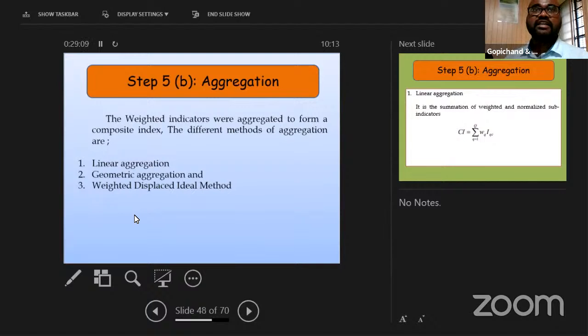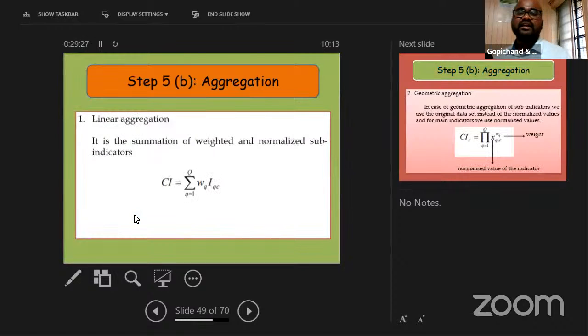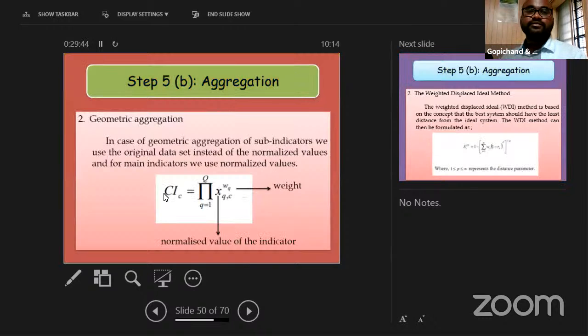We have to aggregate all the weights together now: different indexes, different indicator-wise, as well as dimension weights. There are three popular methods for this: linear aggregation, geometrical aggregation, and the weighted displaced ideal method. In the linear or additive method, we sum all the individual indicators, weighted as well as normalized values. Then we get the composite index value.